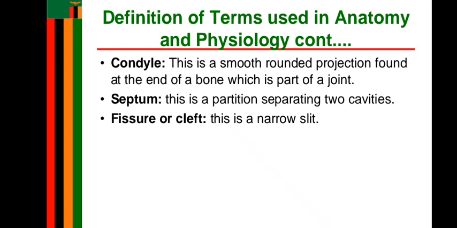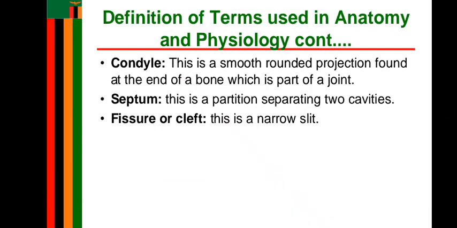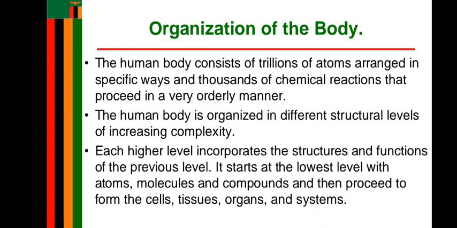Yeah. Then we have a septum. The septum is the partition separating two cavities. So a septum usually separates two cavities. Then we have a fissure or cleft. A fissure or cleft is what we call a narrow slit. It is also known as a narrow slit.